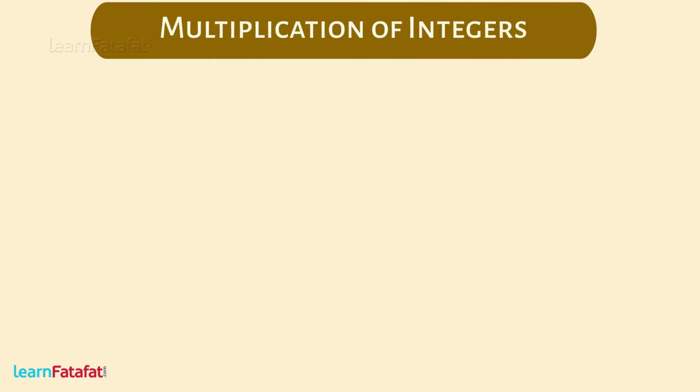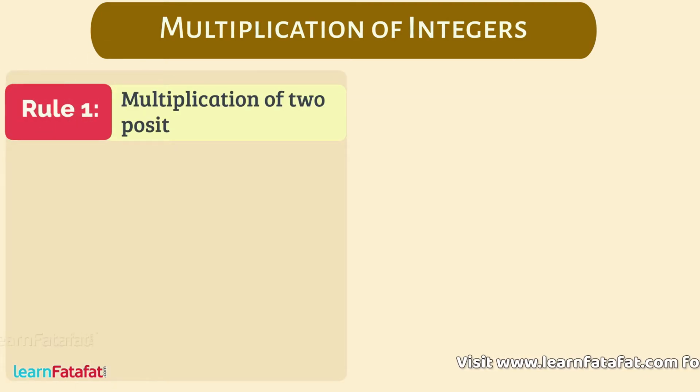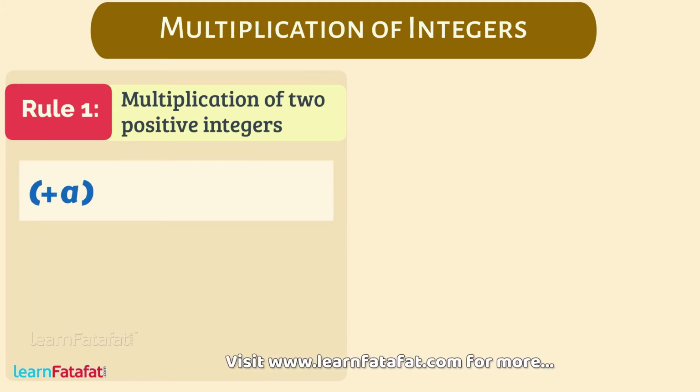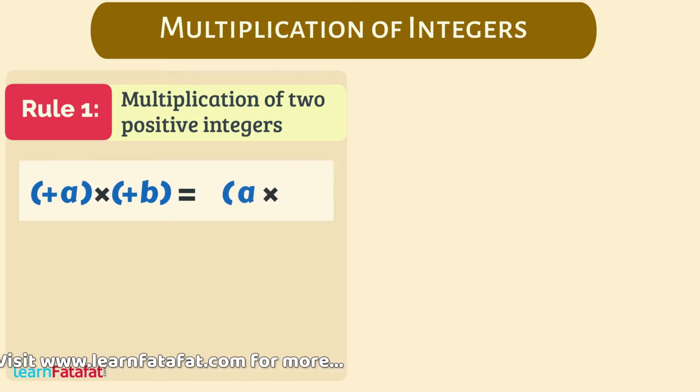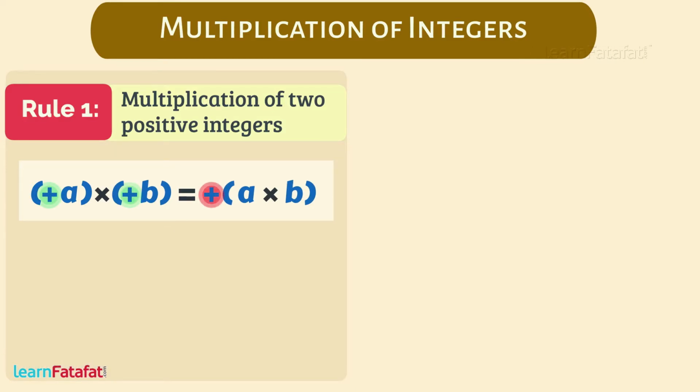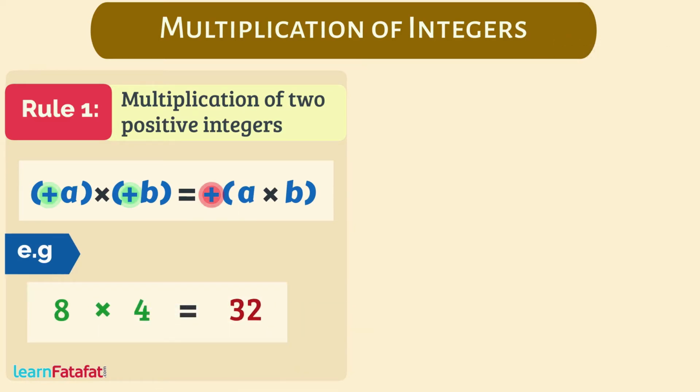In this video, we will learn multiplication of integers. Here are some rules that you should follow while multiplying the integers. Rule number 1. Multiplication of two positive integers. While multiplying two positive integers, we multiply them without considering the sign and put a positive sign before the product. For example, 8 multiplied by 4 is equal to 32. 3 multiplied by 6 is equal to 18. 7 multiplied by 8 is equal to 56.